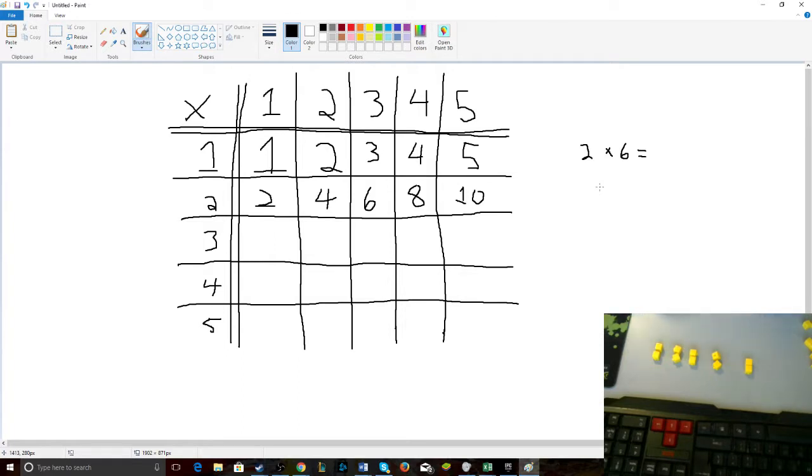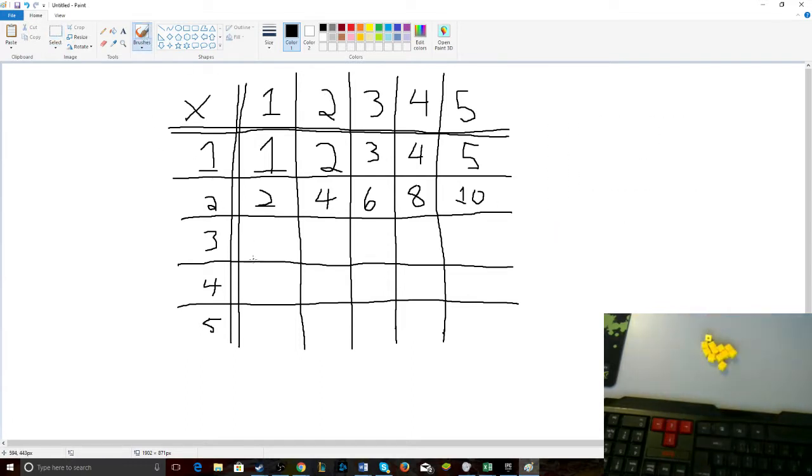Alright, so the answer for 2 times 6 would be that we have 5 groups of 2 right here. 1, 2, 3, 4, 5 groups, sections of 2 blocks. So if we add another section right here, we would have 12 blocks total when combined together. There's 1, 2, 3, 4, 5, 6, 7, 8, 9, 10, 11, 12. And that would be our answer: 2 times 6 equals 12.